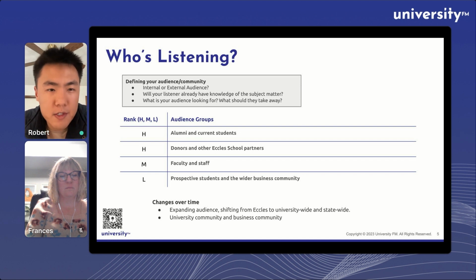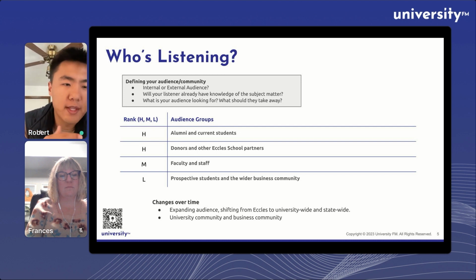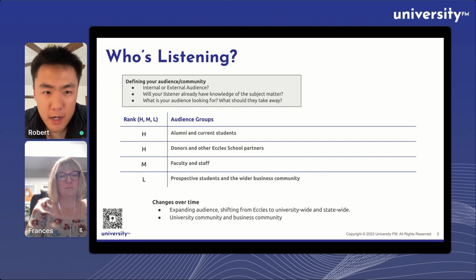And the theory here is by focusing on whichever audience group is high, then the rest will come with it, right? But we will make sure that our stories are tailored for the target audience, or for the primary target audience.